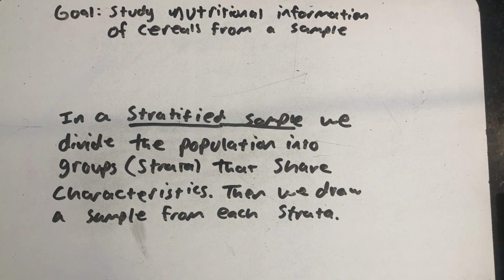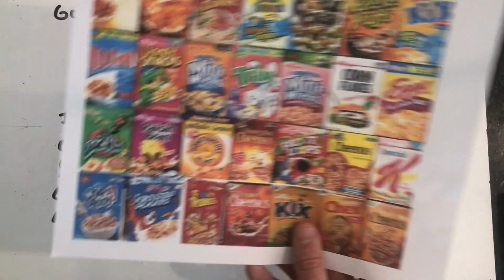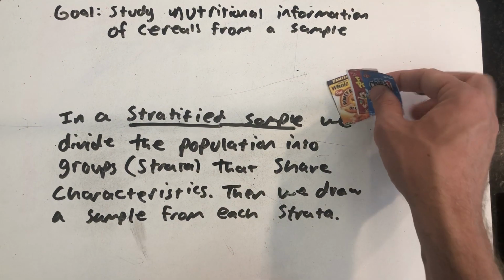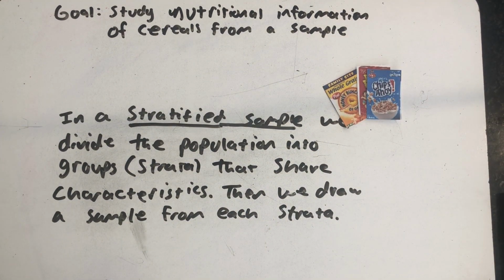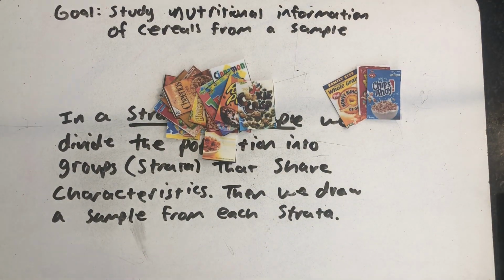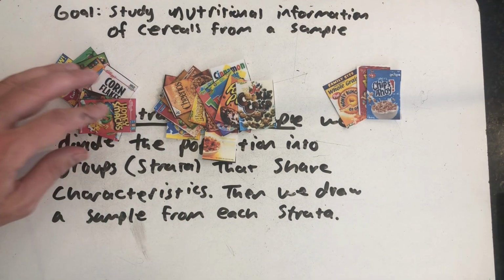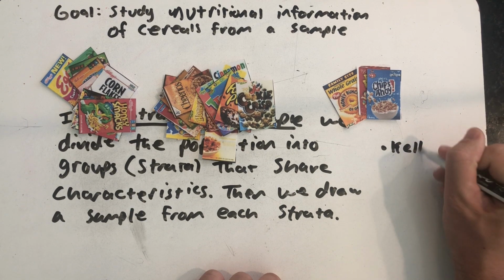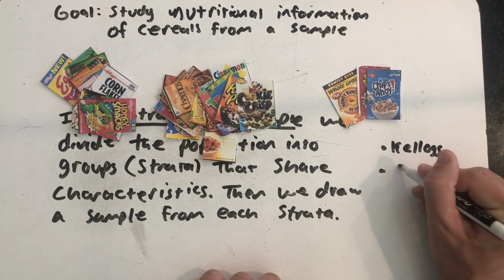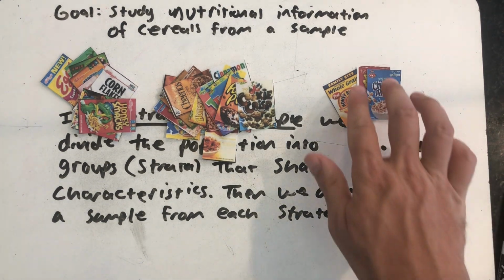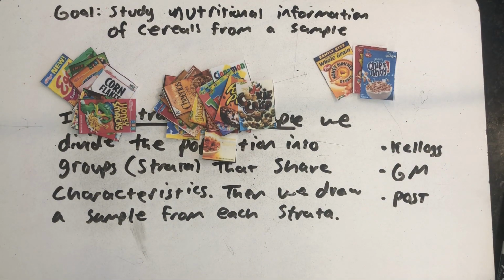And so from our breakfast cereal example, the strata I'm going to choose are brands. And it turns out there are 3 brands of cereal represented here. There are Post cereals, not very many of those. There are General Mills cereals, and there were quite a few of those. And then there were Kellogg cereals. And so we have 3 strata: Kellogg's, General Mills, and Post. And this guarantees me that even though Post doesn't have very many cereals in the population, that we will still get data from Post cereals.